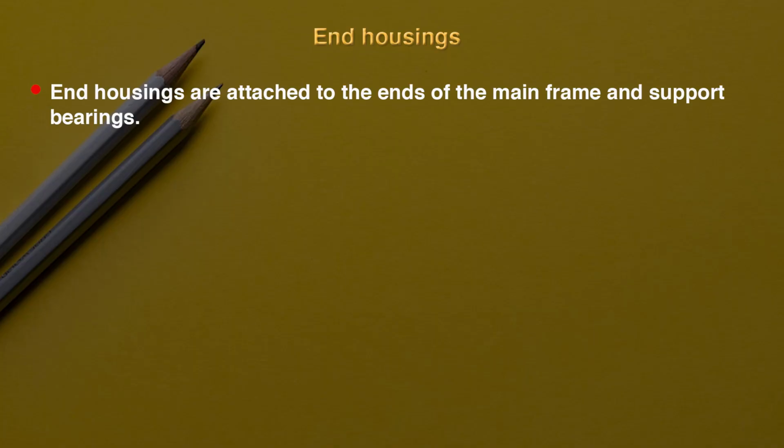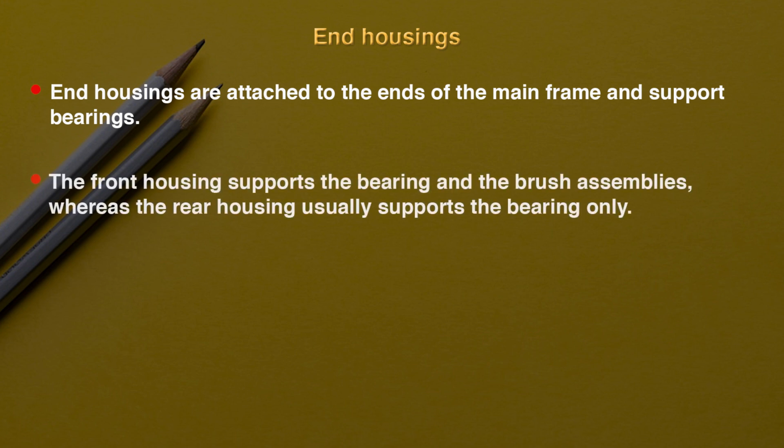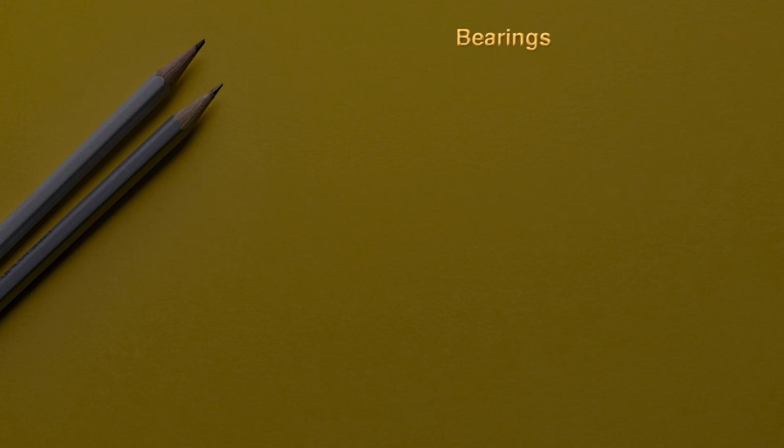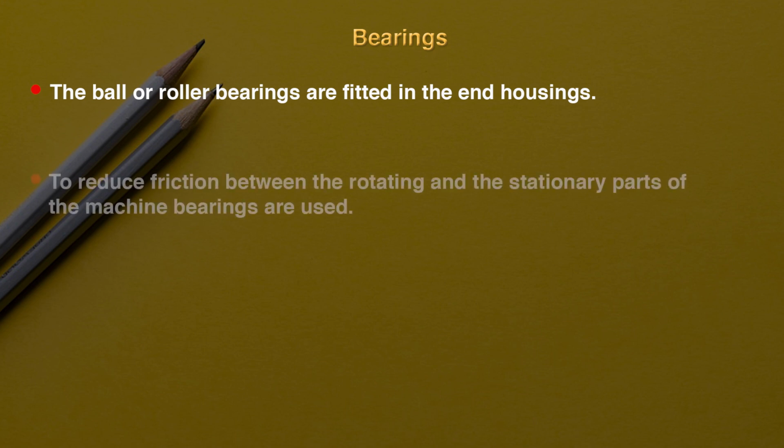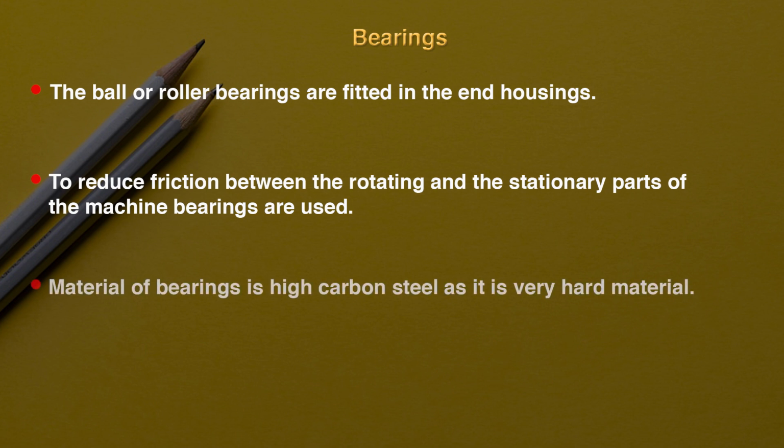End housings are attached to the end of the main frame and support the bearings. The front housing supports the bearing and the brush assemblies, whereas the rear housing usually supports the bearing only. Now we have to understand the function of the bearing. The ball or roller bearings are fitted in the end housing. The function of the bearing is to reduce friction between the rotating and the stationary parts of the machine. Mostly high carbon steel is used for the construction of bearings as it is a very hard material.